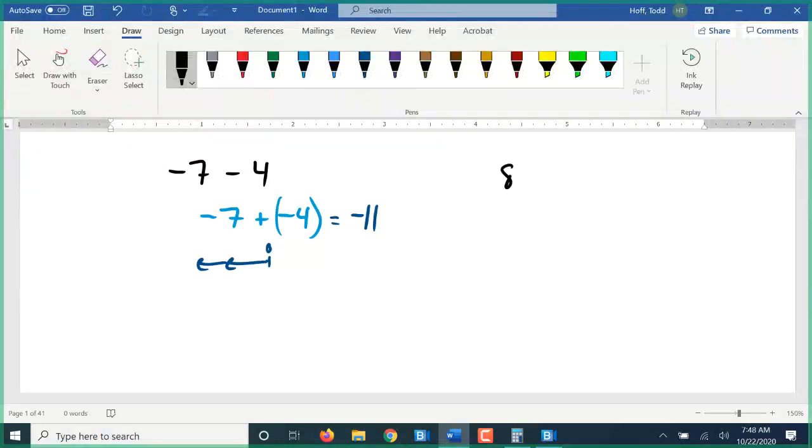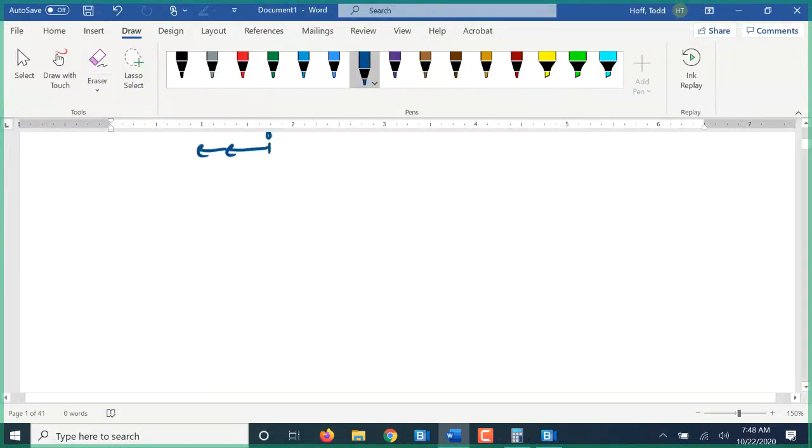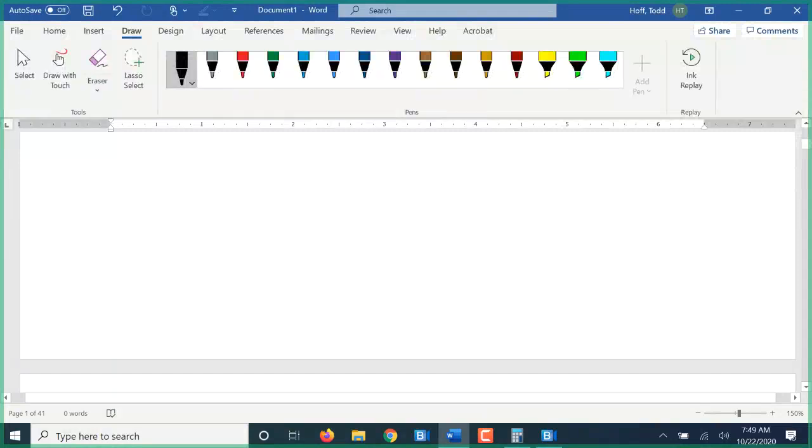Or if we had 8 minus a negative 5. Again, we changed it to add the opposite. The 8 stayed the same. Subtracting a negative 5 became adding a positive 5. 8 plus 5 is just a 13. So when we go to subtract, we have to be particularly careful for those negatives.